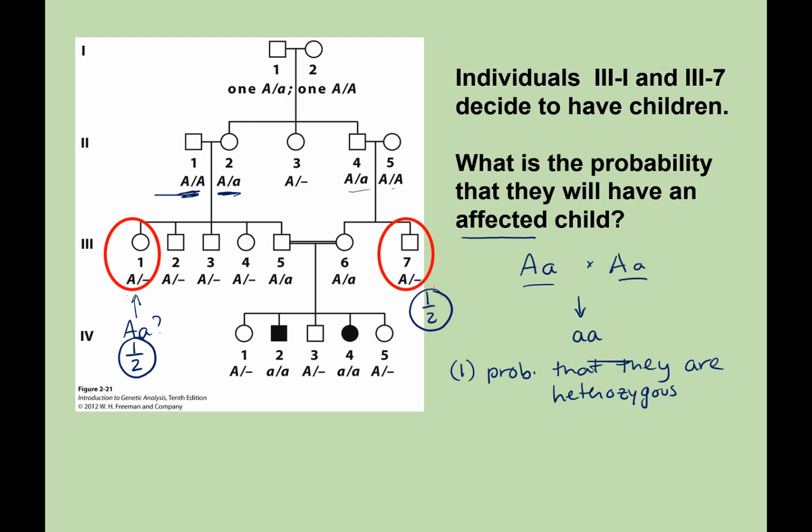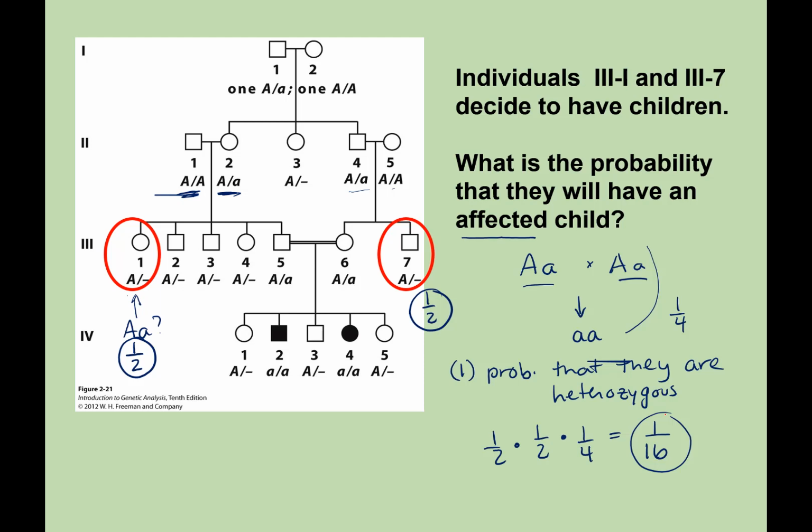Right? So we've got that it's 1/2 chance that the mom is heterozygous, 1/2 chance that the dad is, and then we know from a monohybrid cross the chance of producing an affected child is 1/4. So we multiply all these probabilities together and get 1/16. Okay, so you'll be asked to do some problems like this.